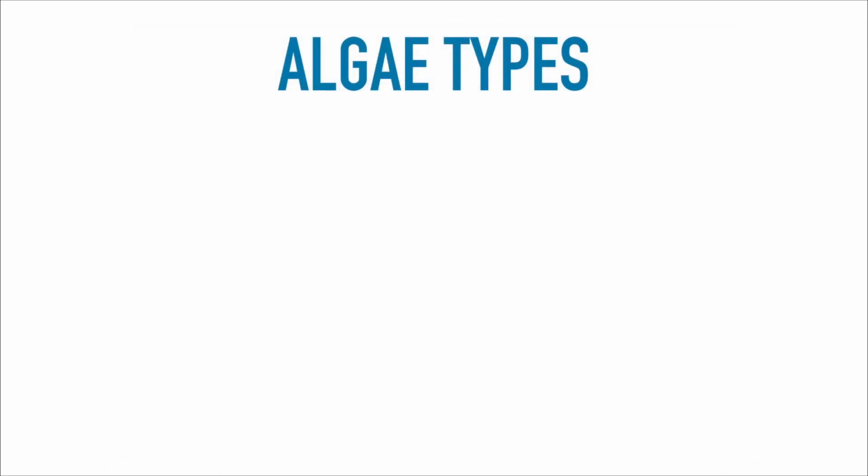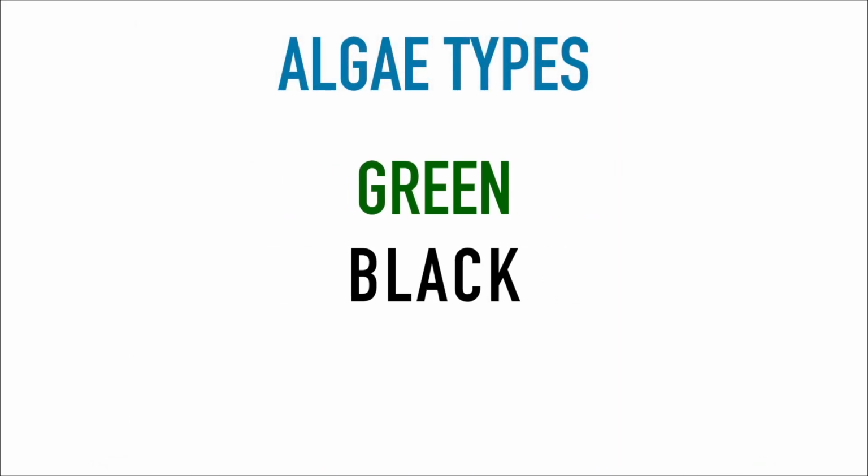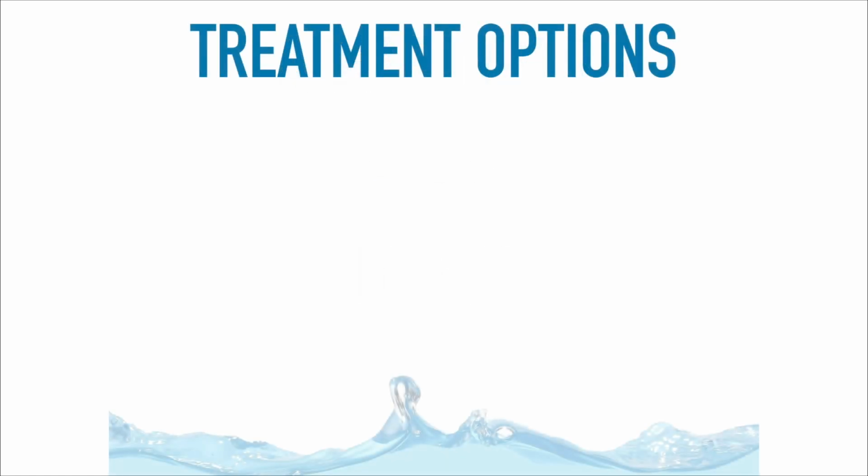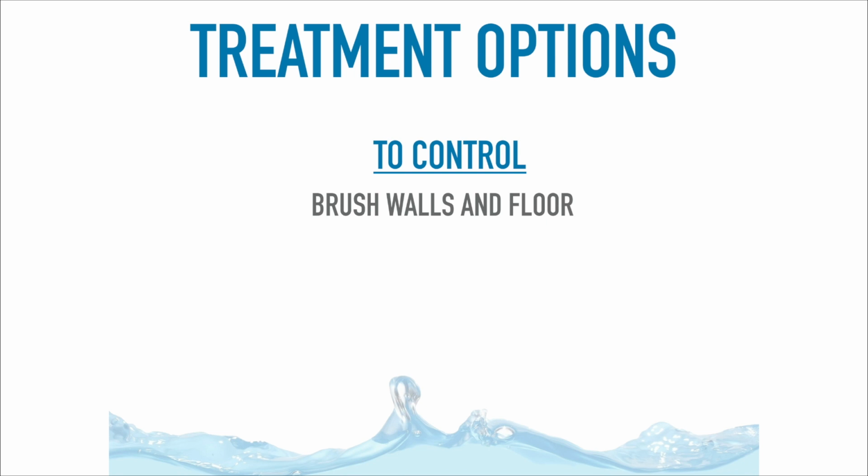Now with algae, we're going to talk about green and black. Green algae is annoying. Black algae is impossible. What we want to do is make sure that we are preventing either one of these from growing in the first place. We're going to get proactive, my friends, instead of reactive. We're going to control this by brushing our walls and floor. The reason why we brush is to churn up that water, make sure that it's kicked up and distributing all of our chlorine equally. We're also going to brush to prevent any of that algae from adhering to the surfaces.